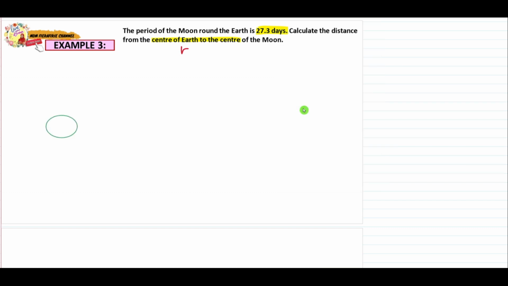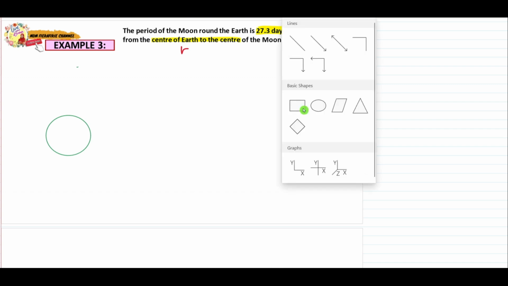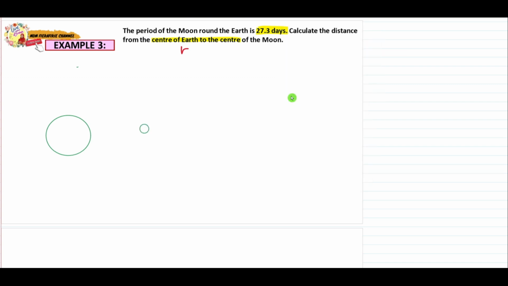So let's say here we have the earth, and then another one, let's say we have the moon here, which is in this position, for example. So now we want to find the distance from the center of the earth to the center of the moon, r. And given that the moon goes round the earth and it takes about 27.3 days to complete one revolution.